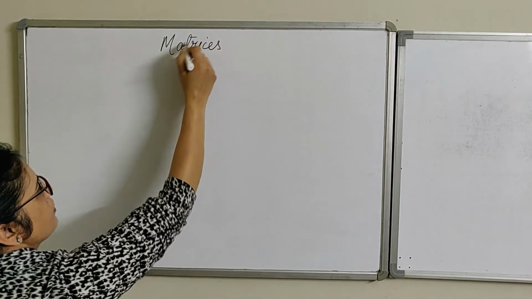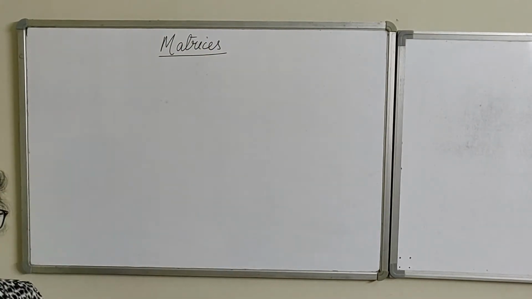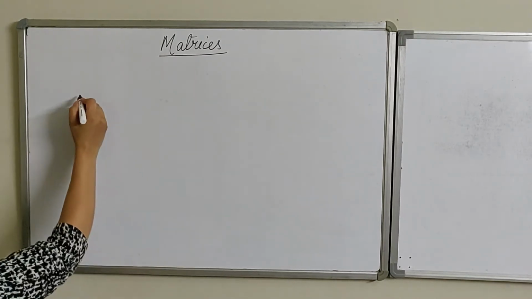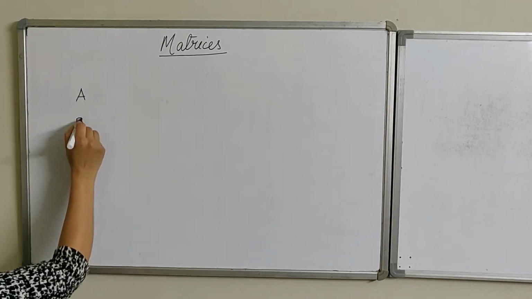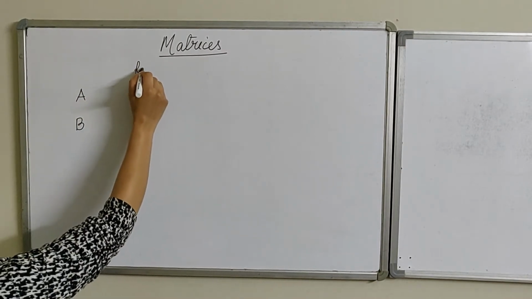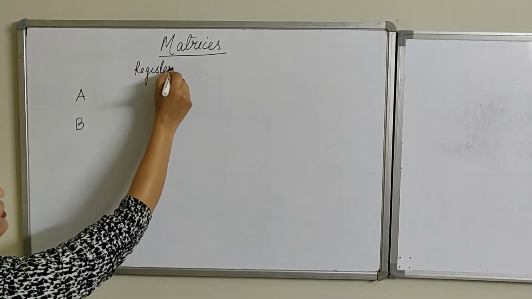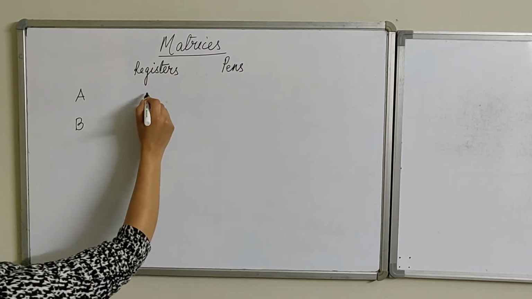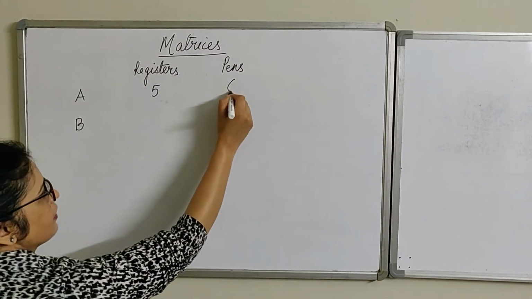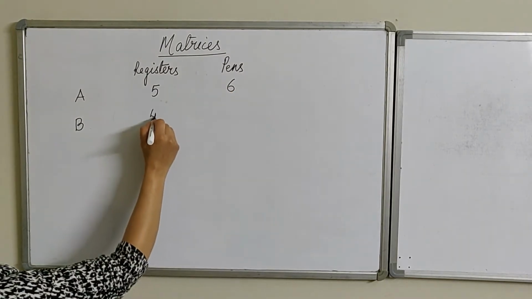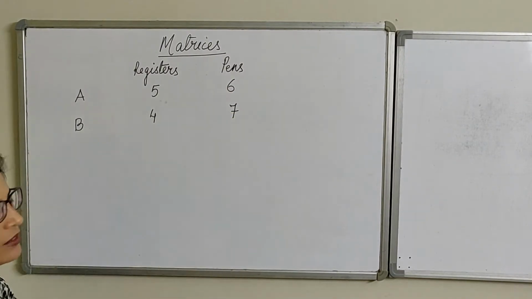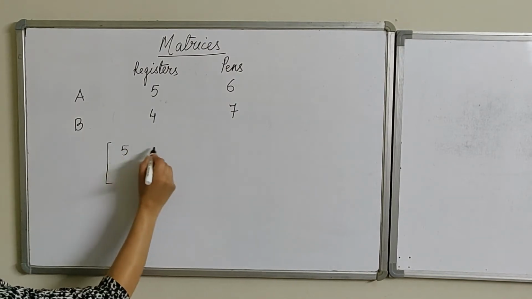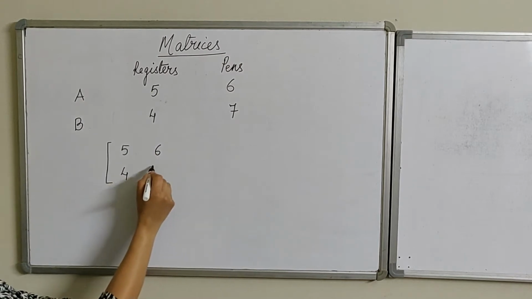The topic is matrices. First of all, we need to know what exactly a matrix is. Let us take an example. Suppose we have two people, A and B, and these people go to the shopping center to buy registers and pens. Suppose person A buys 5 registers and 6 pens, and person B buys 4 registers and 7 pens. Then this numerical information can be put within square brackets in this way.